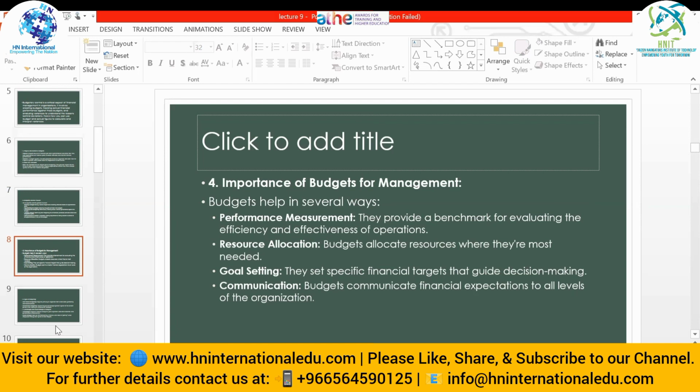Goal setting. Budgets set specific financial targets that guide decision making. We cannot make random decisions in any organization. We have a budget and financial resources behind us, and only then are we able to execute a plan. If we do not have enough budget or enough cash liquidity, then we cannot pursue any decision in the organization, because whatever kind of decision we make, we require money and budget for it.